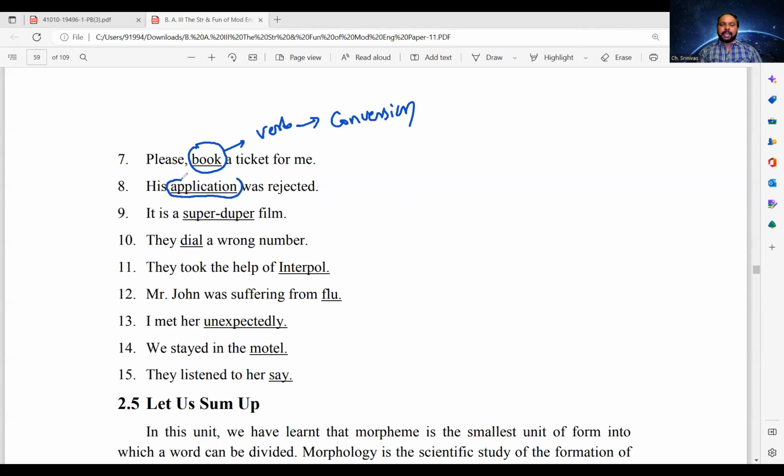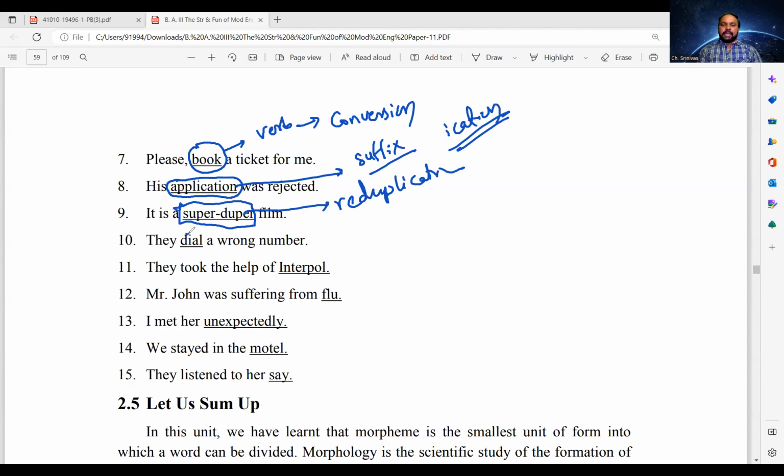Okay, and his application was rejected. How is the word application formed? Ela form ayindi application? By adding a suffix, that is ication or cation. Suffix add cheyadam dwara form ayindi. What is super duper? It is a super duper fill. That is nothing but reduplication.